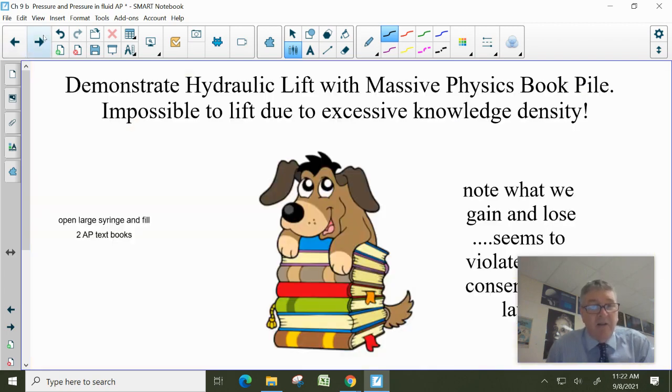And I'll show you something in class. I'll try to shoot video of this a little bit later, or I'll show you in class when we come in on Friday. I can lift a stack of books. I have a little mini hydraulic lift, and I can lift a stack of books, but I have to push the syringe like 5 inches to make the books lift a quarter inch. So again, keeping that in mind.